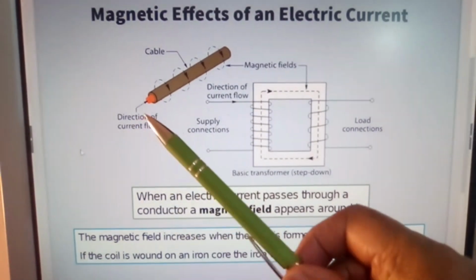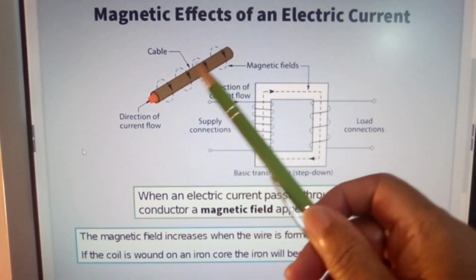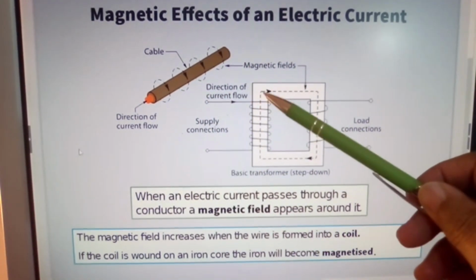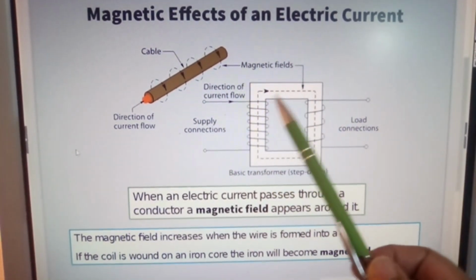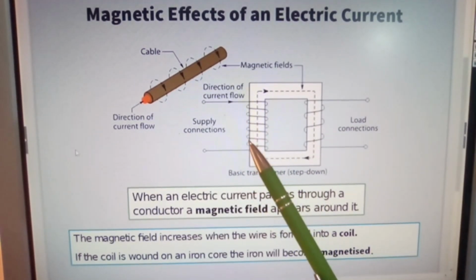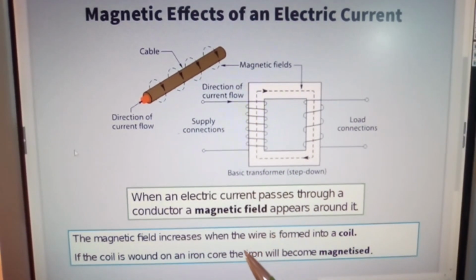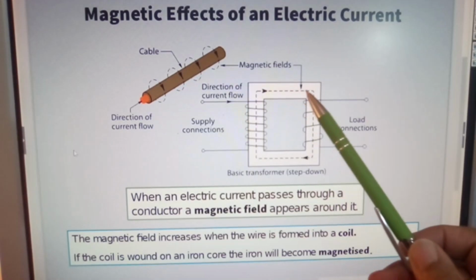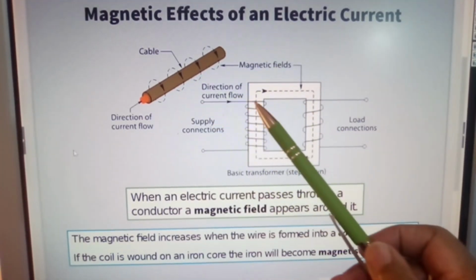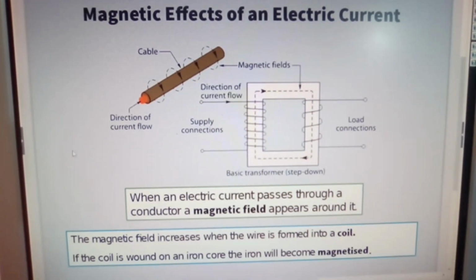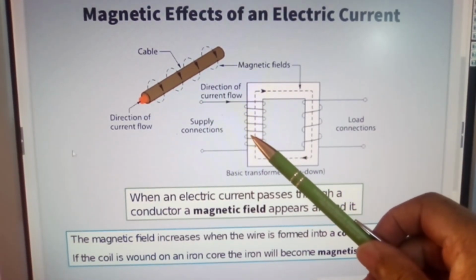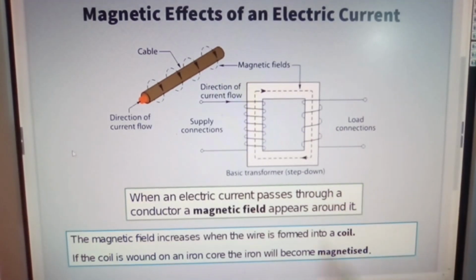Direction of current flow could be away from me, and those are your magnetic fields, or could be created. And over here we have a laminated transformer sheet, and it's just showing you the windings and the direction of flux or current flow within the transformer. This is our magnetic field. That's the flow of current. It's a step down transformer. You can see that by the number of incoming windings in respect of the outgoing windings.